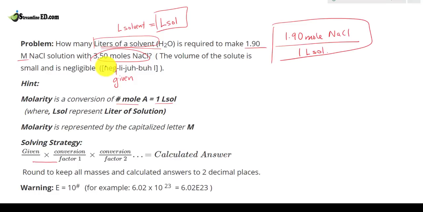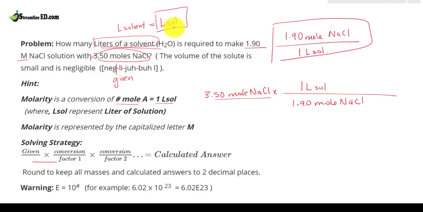Our given is 3.5 moles of NaCl times our conversion factor. If this is moles of NaCl, the moles are going to be on the bottom, 1.90 moles of NaCl. What's on top going to be? 1 liter of solution. And remember, the liter of solution is equal to the liter of solvent as well. Look what happened to moles of NaCl. It cancels out, giving us liters of solution.